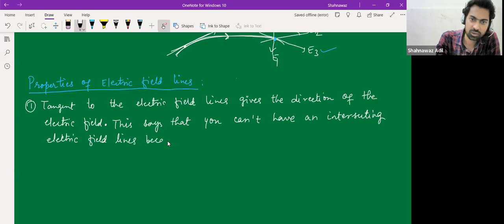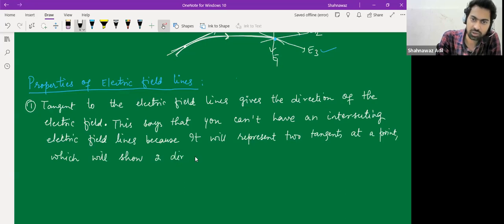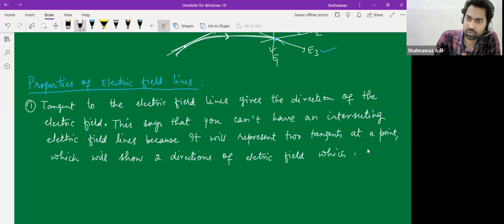because it will represent two tangents at a point, which will show two directions of electric field, which is prohibited.